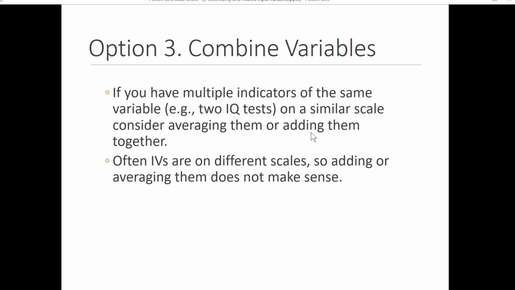Another option would be to combine indicators of the same variable. So if you had two IQ tests and they were on very similar scales, like 1 to 10 or 0 to 100, then you could average them or add them together, and that would work. If you have measures that are on very different scales, adding or averaging them does not make sense.